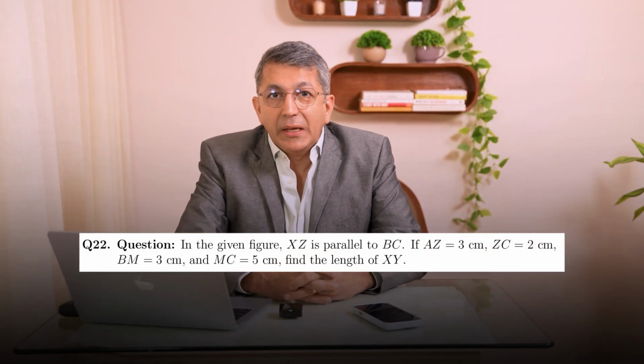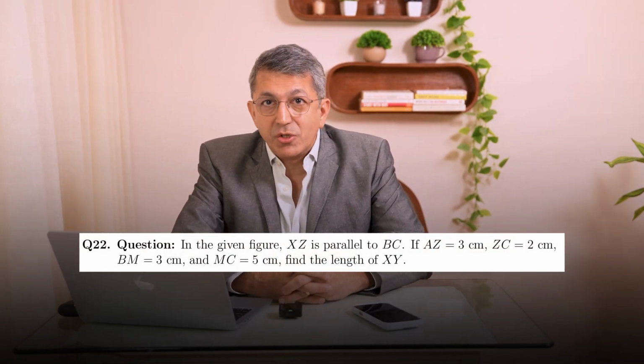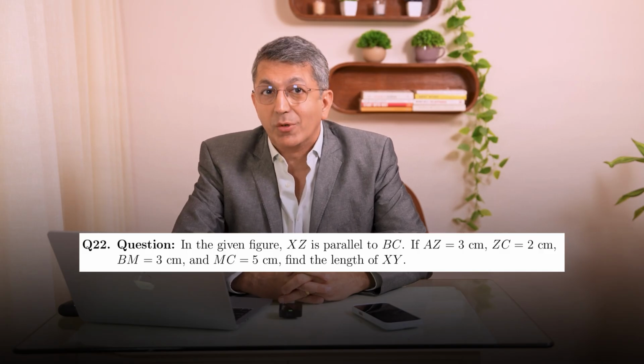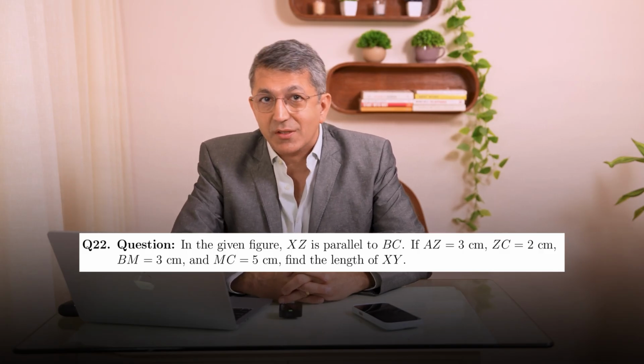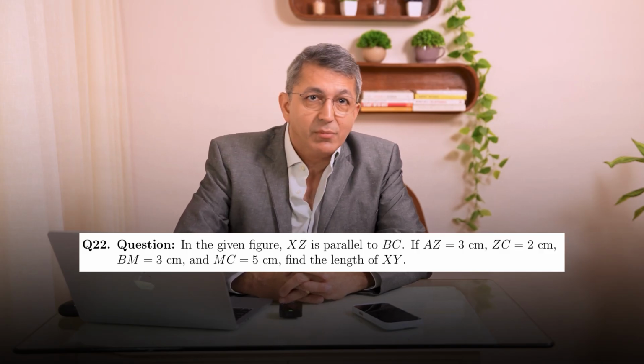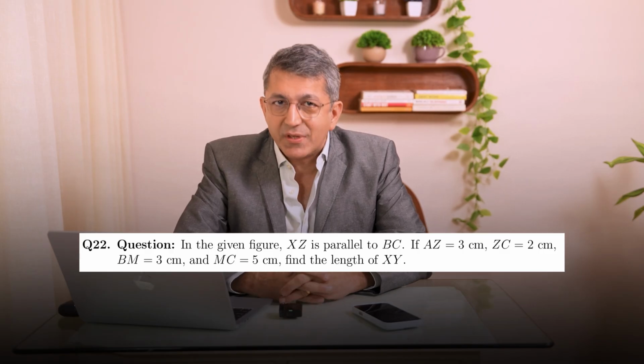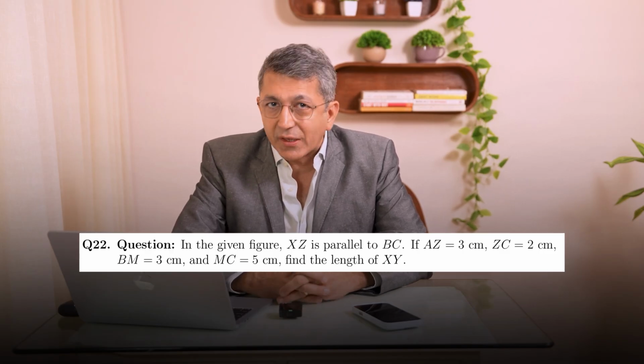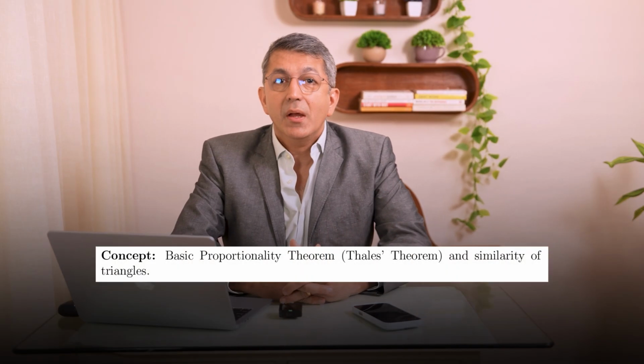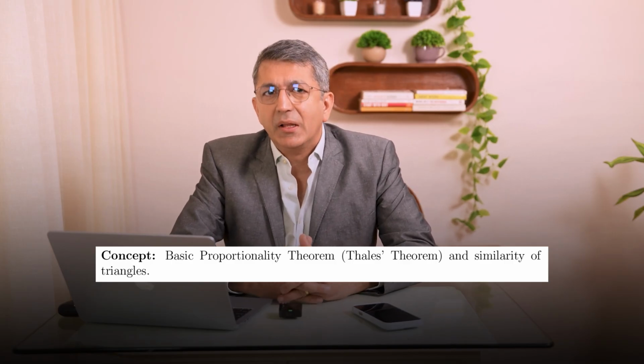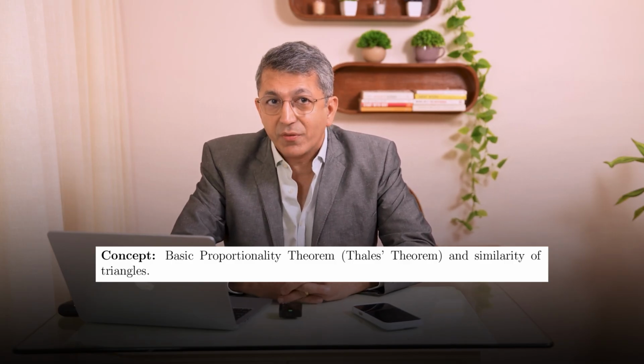Question 22. In the given figure, XZ is parallel to BC. If AZ = 3 centimeters, ZC = 2 centimeters, BM = 3 centimeters and MC = 5 centimeters, find the length of XY. Concept: basic proportionality theorem, Thales' theorem, and similarity of triangles.